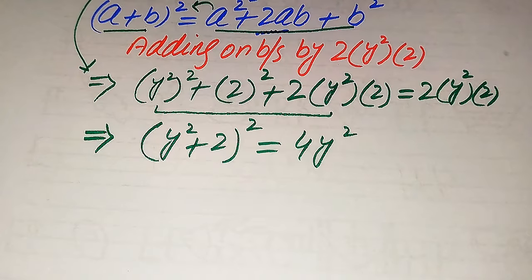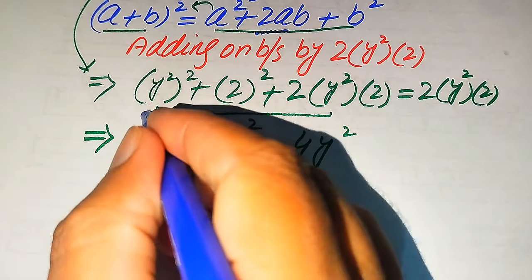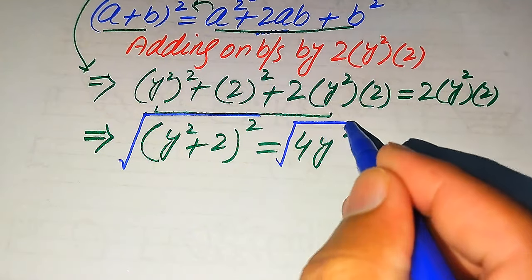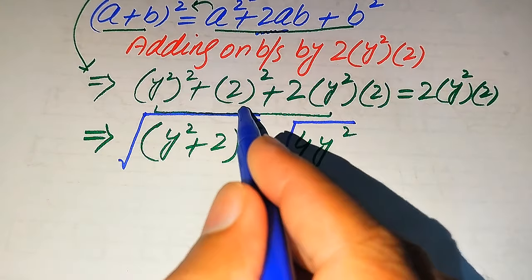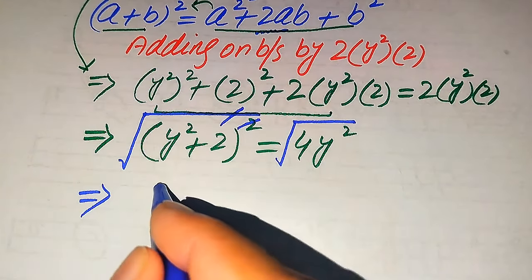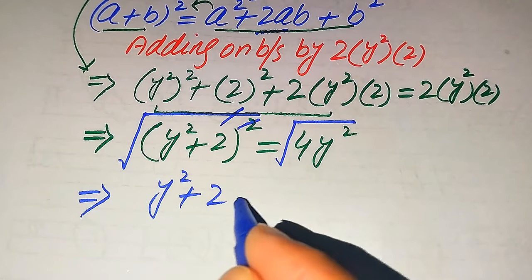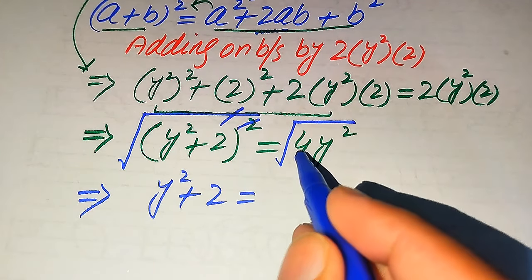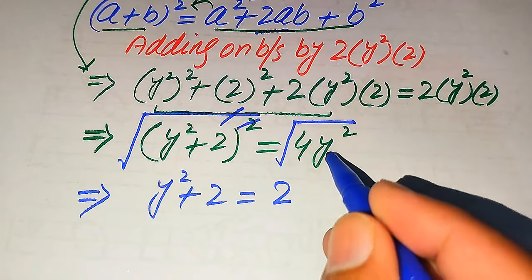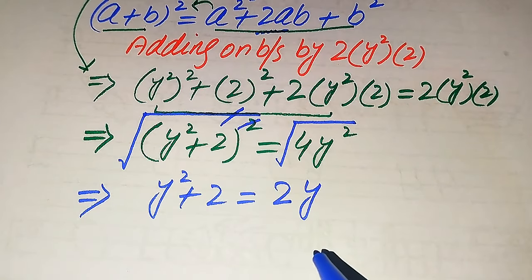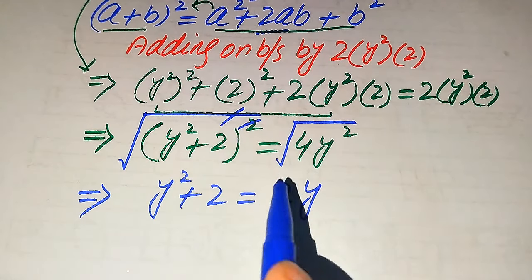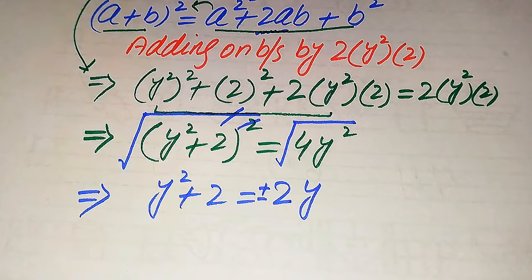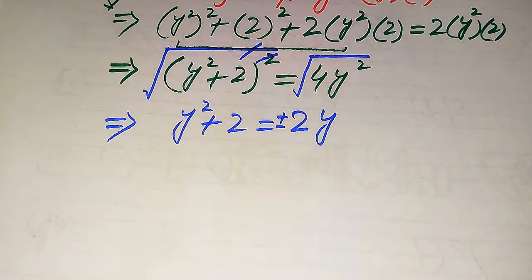Now for the values of y we need to take the square root on both of the sides, so it will be written in this form. We apply the square root on both sides, so this square and this square root are gone, and we get y square plus 2 equals, here we know that the square root of 4 becomes 2 and the square root of y square becomes y. Further, when we apply the square root on both of the sides, we write plus minus on one of the sides, so we write it on the right hand side.